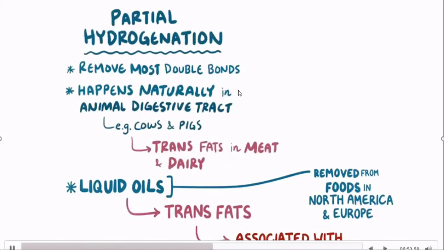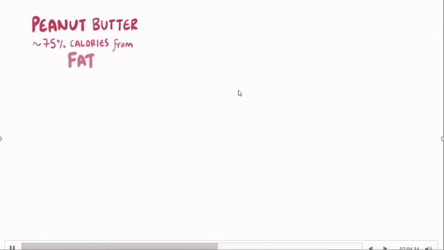Although some foods might have more of one type of fat than another, the truth is that all foods are made up of a blend of fatty acids. When you eat a food like peanut butter, which has about 75% of its calories from fat, the body goes through a set of steps to digest and absorb the fatty acids.